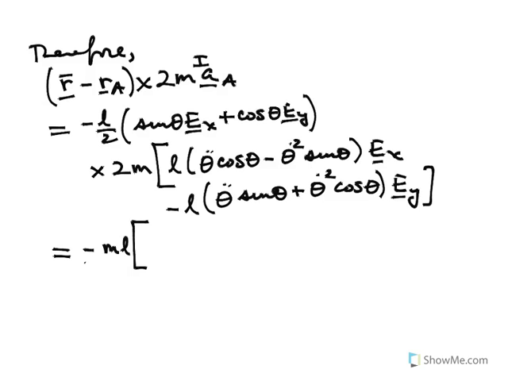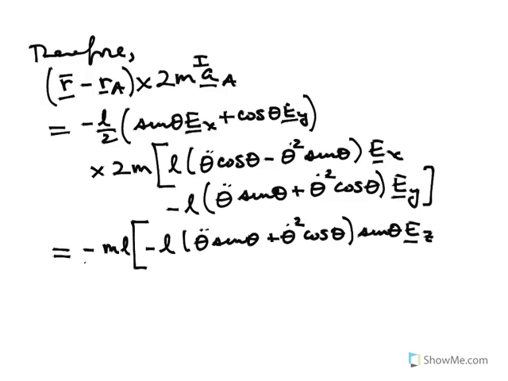So that's all the way out front. And now let's do this. I've got EX crossed with EX is 0, EX crossed with EY is EZ. So I've got minus L times theta double dot sine of theta plus theta dot squared cosine of theta. That's times the sine of theta, and that's times EZ. And then I've got, that's EX crossed with EY.